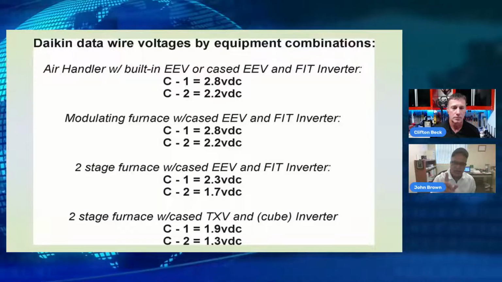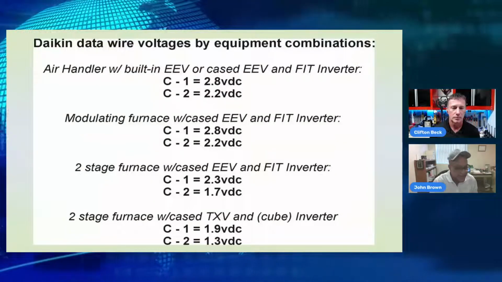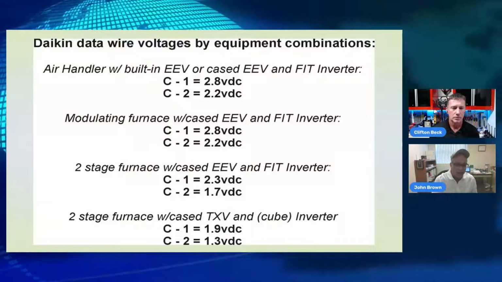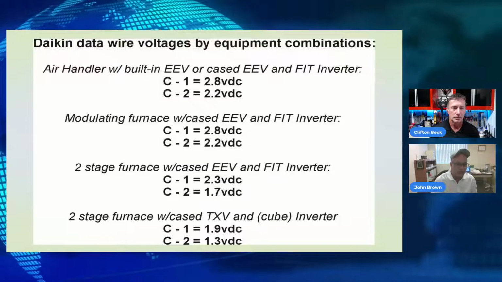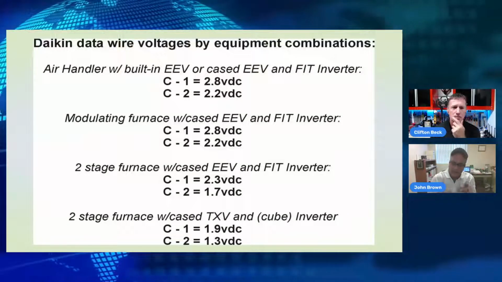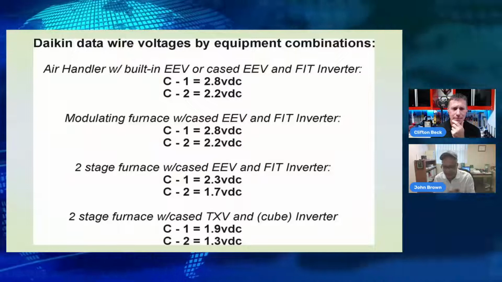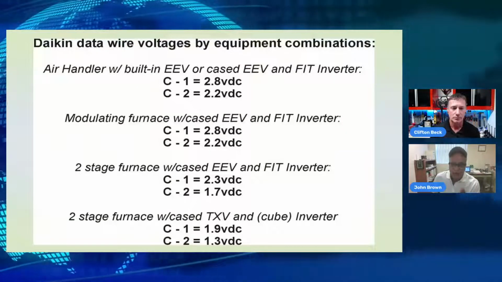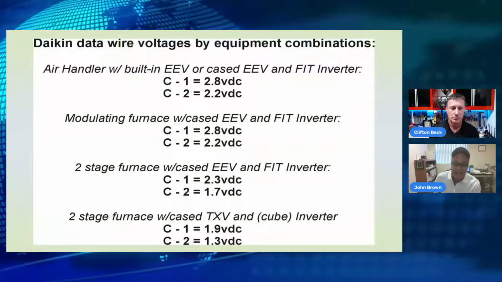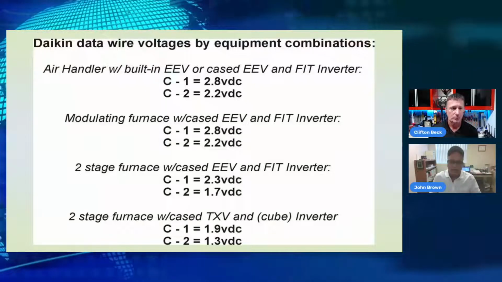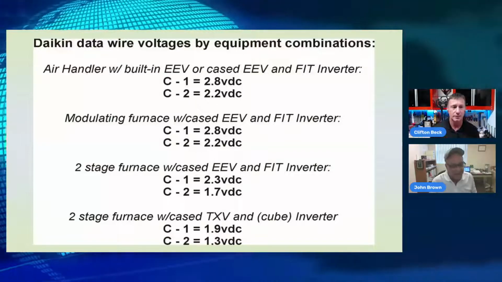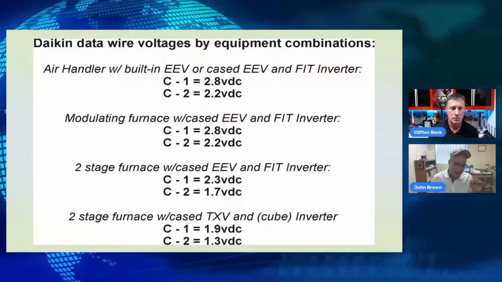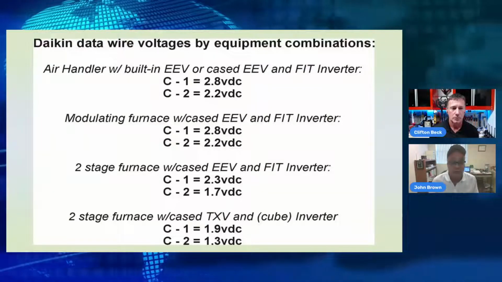This is interesting. A two-stage furnace with the same cased coil and a FIT inverter, the network data will read 2.3 and 1.7. This is very interesting, and I'll touch on this for a moment. Now, look at the bottom one, a two-stage furnace with a TXV and the original cube inverter, like an 18 or 20 SEER standard conventional. The two-stage furnace is an unusual child in that it's a 3-volt board.